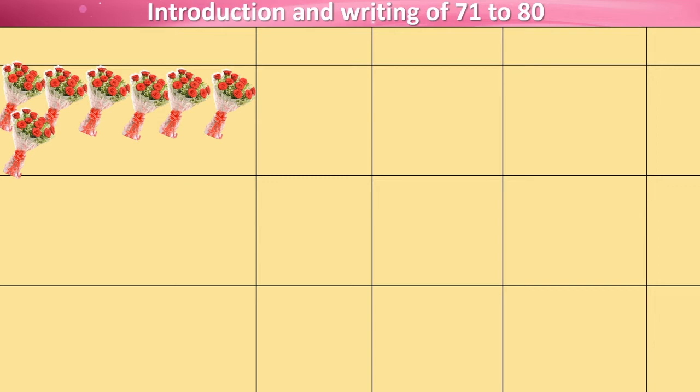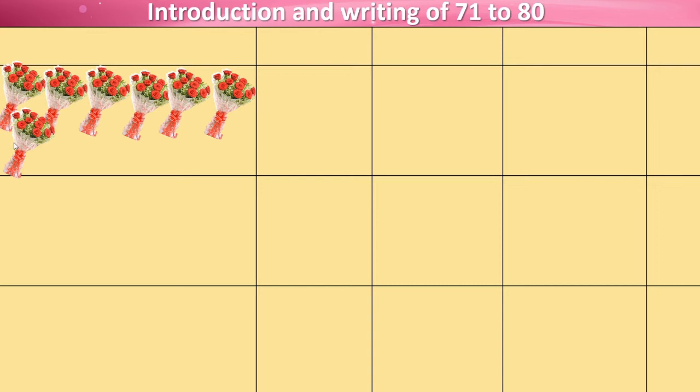Okay. Now here we can see bunch of flowers. In each bunch there are 10 flowers, 10 roses, correct? Okay. How many bunches are there? How many bouquets are there here? 1, 2, 3, 4, 5, 6, 7. We know how to write 70. 7 tens, right? So 7 bouquets are there.